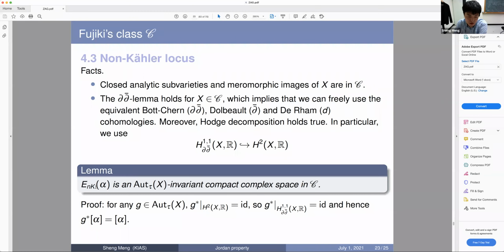Although, as I just mentioned, we cannot show that E_nK(alpha) is Aut-equivariant, we can show that the non-Kähler locus of alpha is Aut_τ invariant. The reason is simple. Consider any g in Aut_τ. The action on H²(X,Q) is the identity, so this one is trivial. Then by this injection, we see the action on the (1,1) classes is the identity. So it preserves, in particular, this big class alpha. And since the non-Kähler locus is independent of the choice of alpha, we see the non-Kähler locus is invariant under g. So in particular, it is invariant under the action of Aut_τ(X).